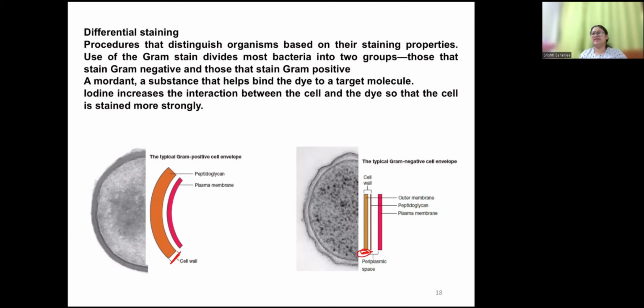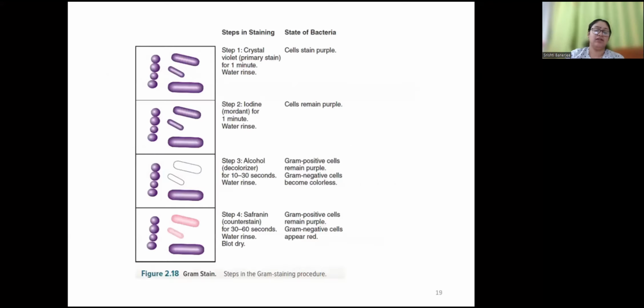Now, whenever we are staining a microorganism, the stain alone is not capable of binding to the subcellular structures. So for that, what do we do? We supply a mordant. A mordant is actually a salt in nature which binds to the dye and forms a coordination complex, and that enhances the binding of this complex to the subcellular structure that we are targeting. So here we use iodine as the mordant. Iodine increases the interaction between the cell and the dye so that the cell can be stained more strongly. So now we have the idea of what a gram staining is.